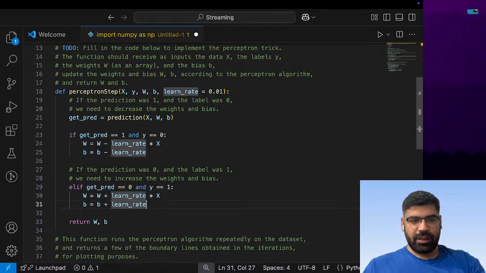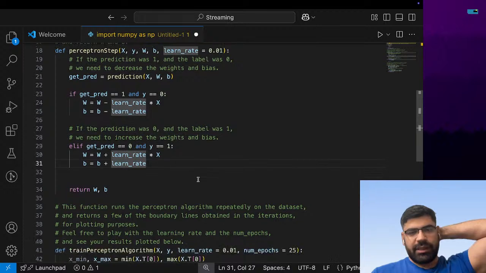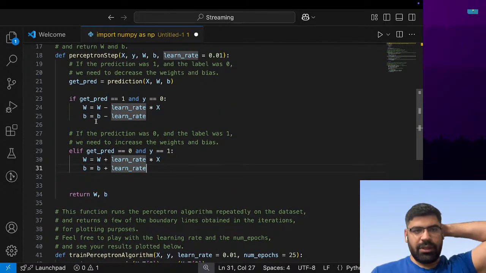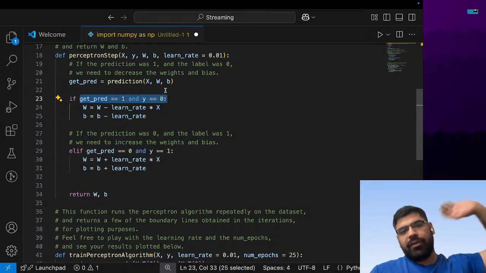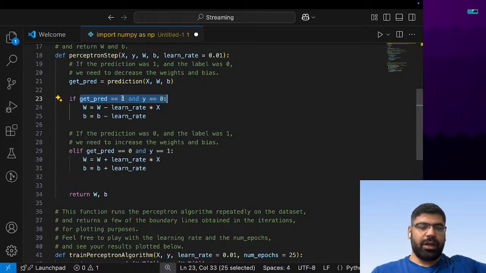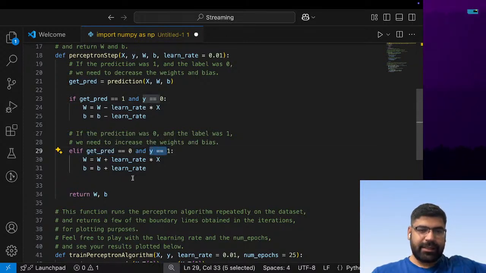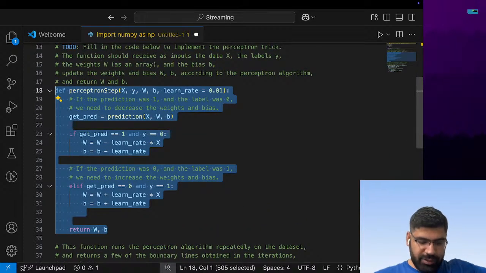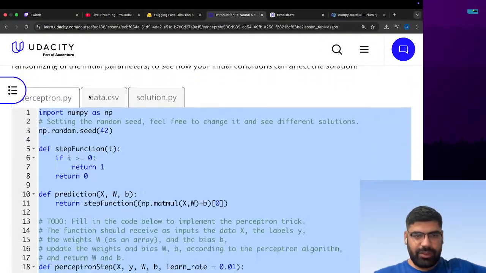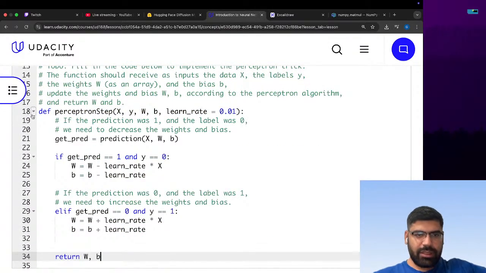And if there is nothing, do nothing, right? Return W and B. So I think that does our algorithm. If the prediction was one, but the label was negative, we decrease. Basically, the point was supposed to be a negative point, but it says it's positive. Versus if the point was supposed to be positive, but says it's negative. I will post this code on my GitHub, so hopefully you guys can check it if you want to do some learning.